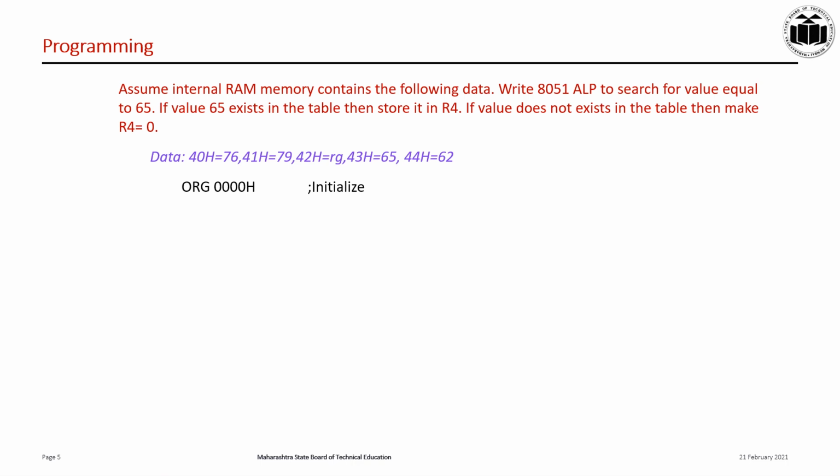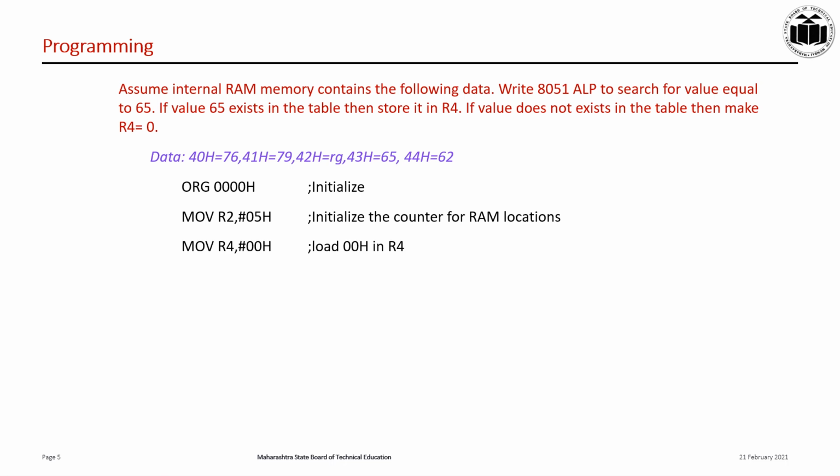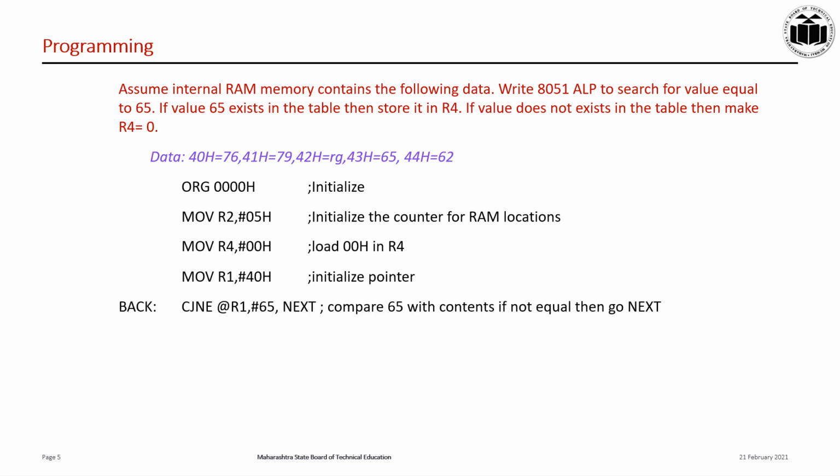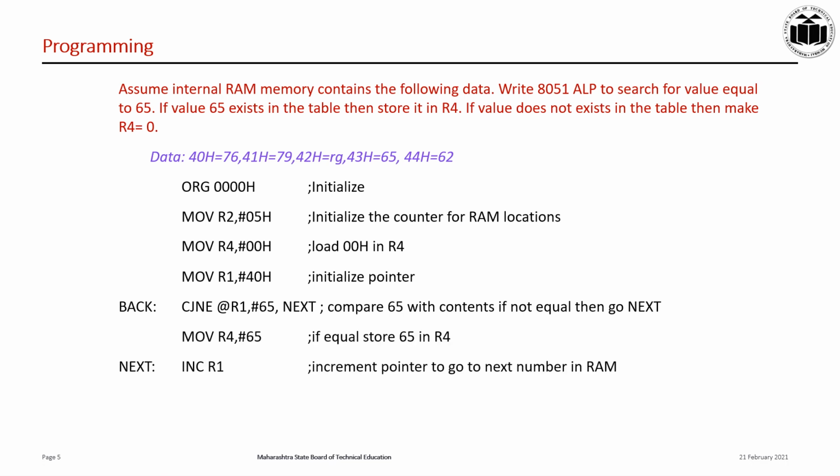ORG 0000H initializes the starting memory address. First, we will initialize the counter for RAM locations by using the instruction MOV R2, #05H. Then we will move value 00H into register R4 by using the instruction MOV R4, #00H. Then we will initialize the pointer for memory locations by using the instruction MOV R1, #40H. Then we will compare number 65 with the contents of the memory location pointed to by R1, and if the content is not equal, then go to the label next.